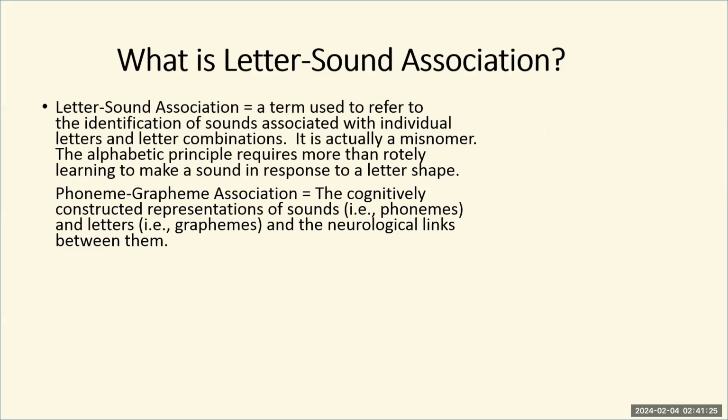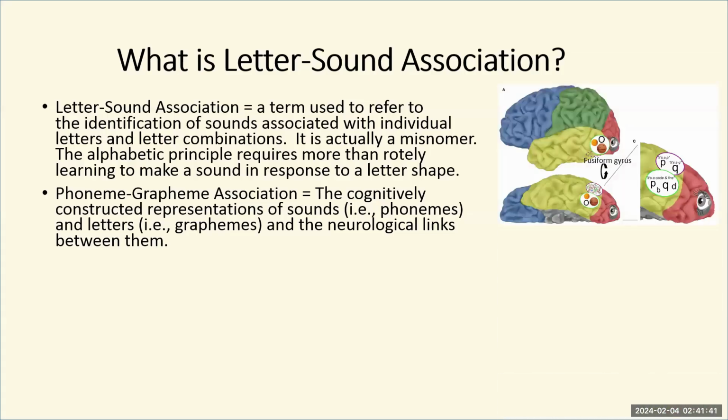Okay, so that requires phoneme-grapheme association. These are cognitively constructed representations of sounds or phonemes and letters or graphemes, and the neurological links between them. At first, letters are constructed as objects, just like a ball or a stick, without any special associations to a sound, as shown in red. So when we look at our picture of our cortex here, at the back of the cortex where the eyeball is, that's where we process visual information.